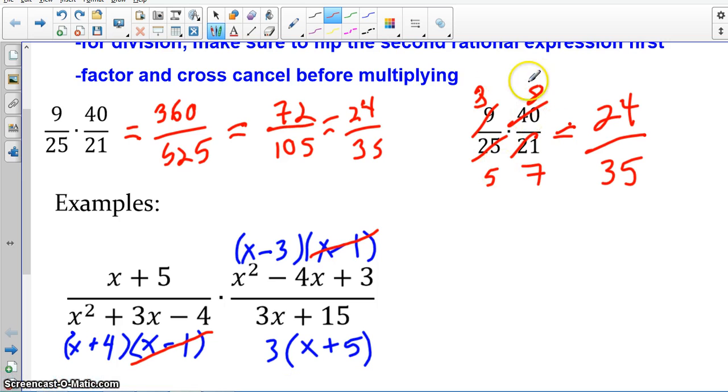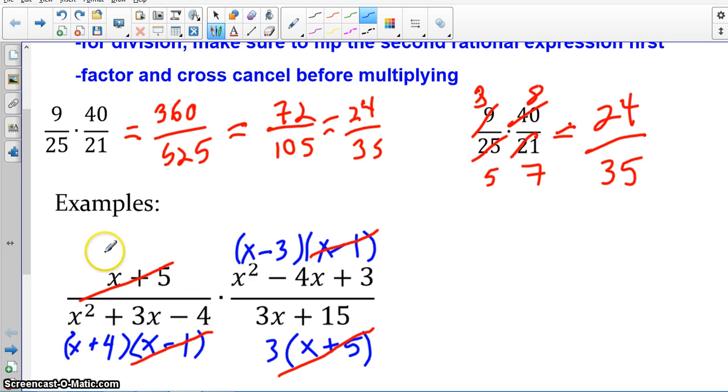That's exactly what's going on up here when you cross cancel in the arithmetic problem, the multiplying of fractions. Same concept, only it's polynomials instead of just regular old numbers. And then here and here you can cross cancel as well. And so the actual multiplication is the easy part.